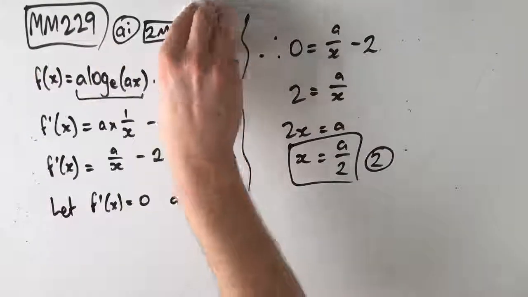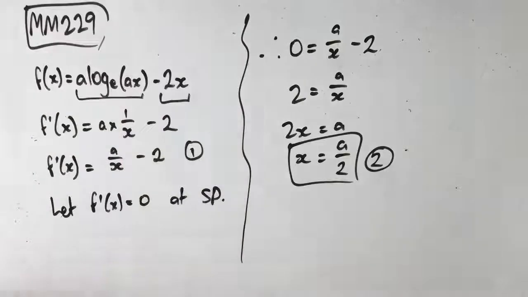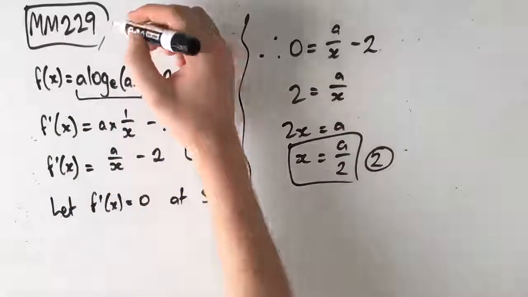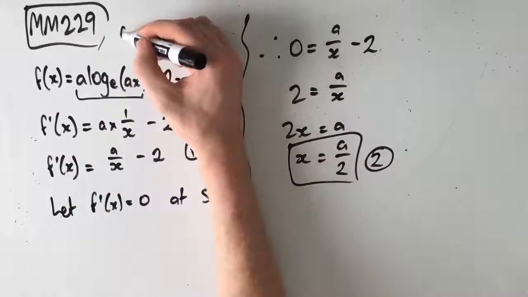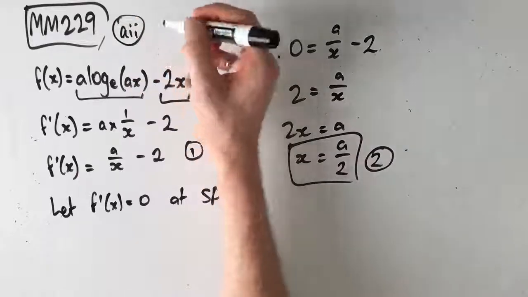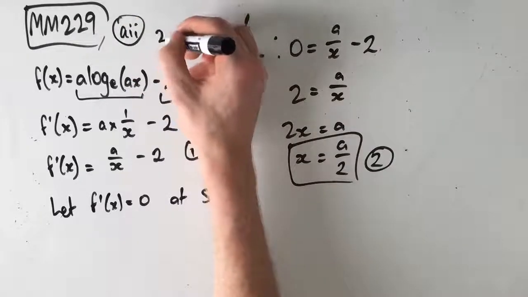Part A II asks us for the range of values of a such that the stationary point of y equals f of x lies above the x-axis. Awesome. And this is a 2-mark question again.